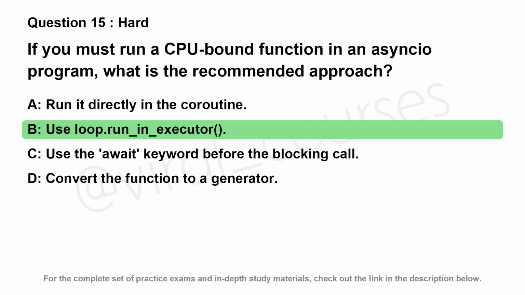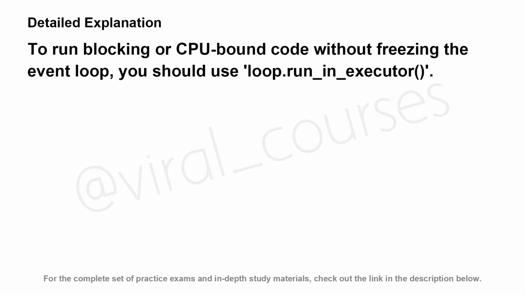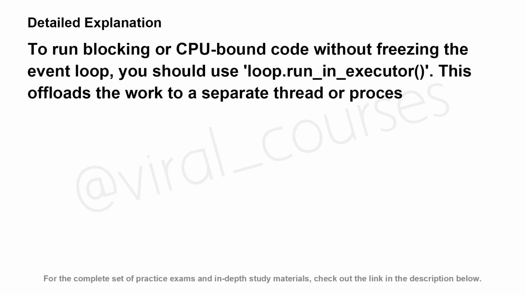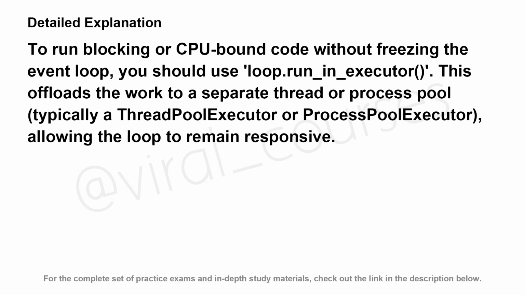The correct answer is B. To run blocking or CPU-bound code without freezing the event loop, you should use loop.run_in_executor. This offloads the work to a separate thread or process pool, typically a ThreadPoolExecutor or ProcessPoolExecutor, allowing the loop to remain responsive.